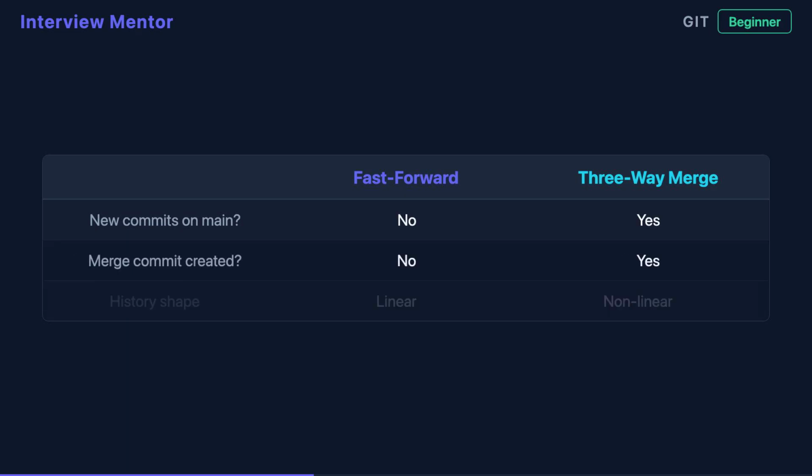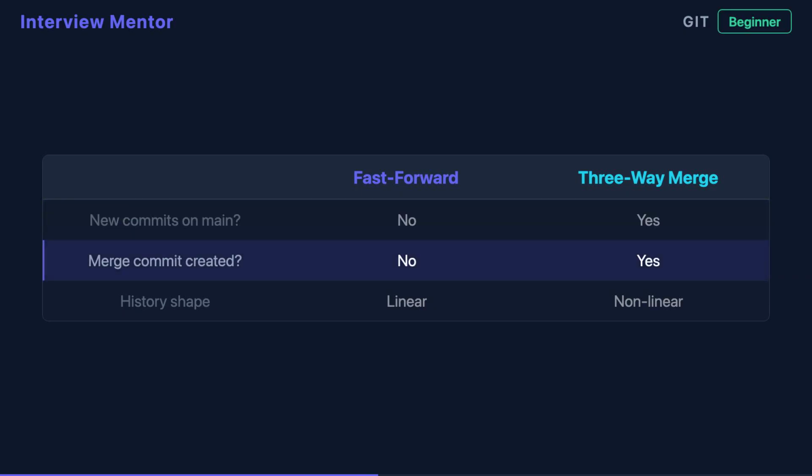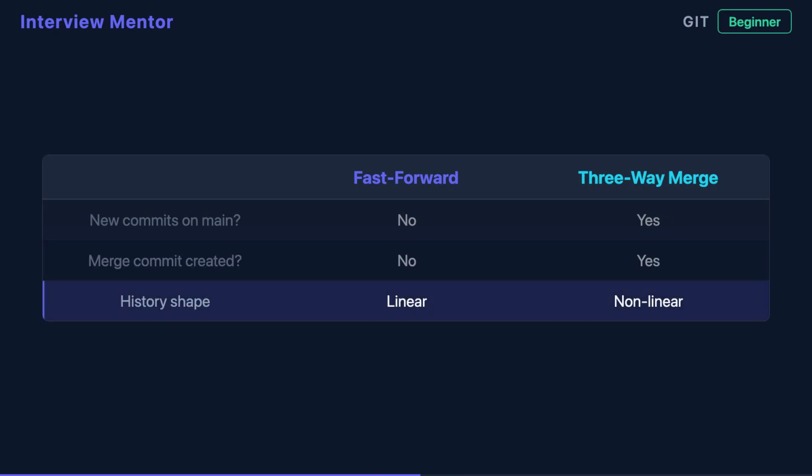Contrast this with a three-way merge, which kicks in when main has new commits after your branch split off. Now Git sees two diverging histories. It needs to look at three snapshots: the common ancestor, main's tip, and the feature branch tip. Then create a new merge commit to tie them together.